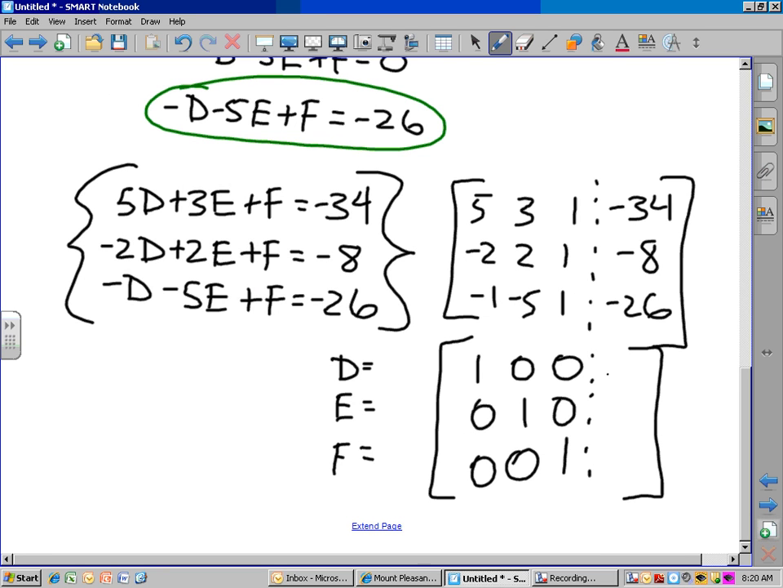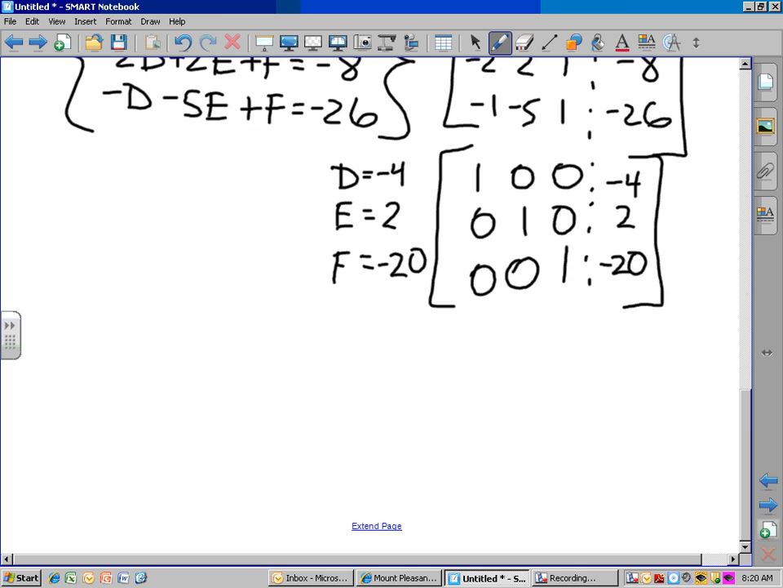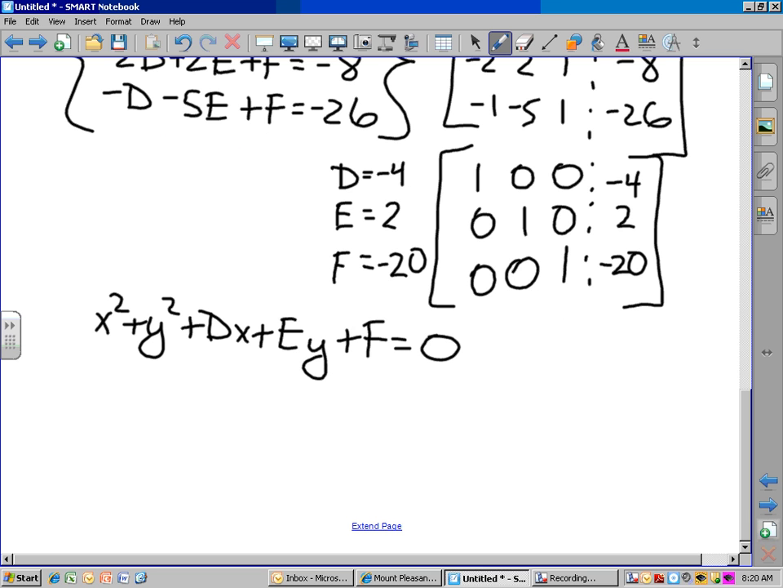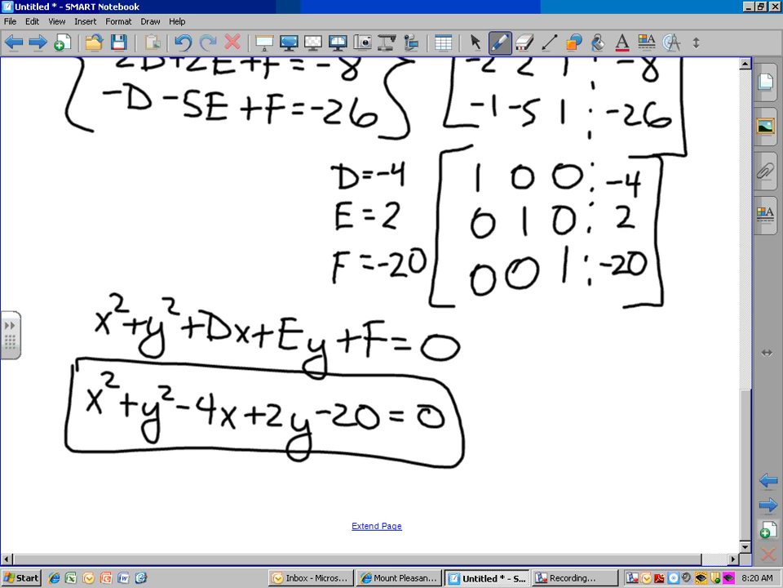We're getting a negative 4, a 2, and a negative 20. So D is negative 4, E is 2, F is negative 20. So x squared plus y squared plus dx plus ey plus f equals 0 turns into x squared plus y squared minus 4x plus 2y minus 20 equals 0. We now have the general form of the circle.